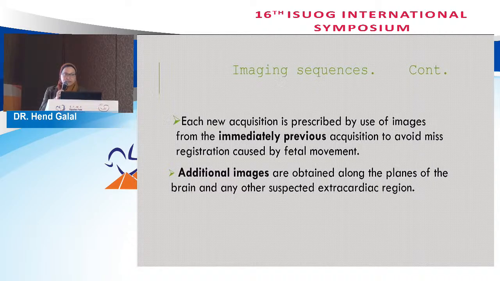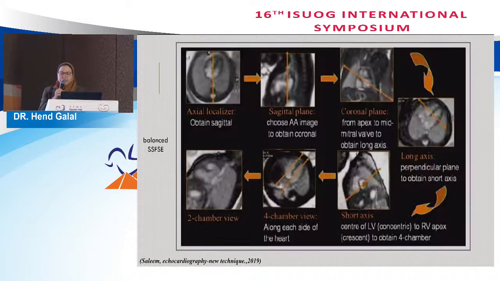Each acquisition is based on an immediately previous acquisition to avoid misregistration caused by fetal movement, and additional images can be obtained if there is any suspicion of extracardiac lesion, like in the brain or body, if there is any extracardiac abnormality.